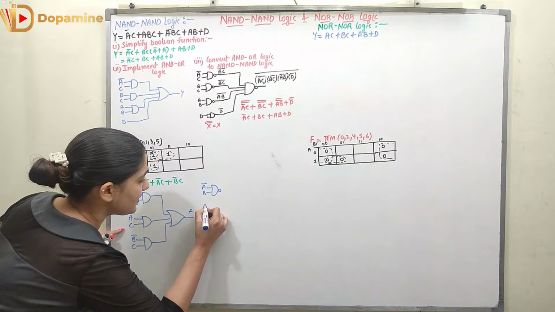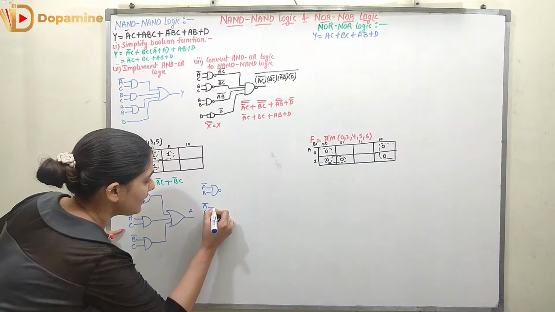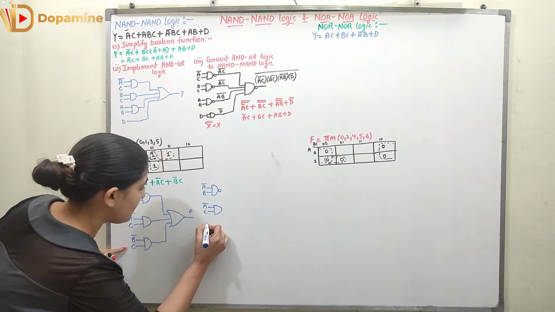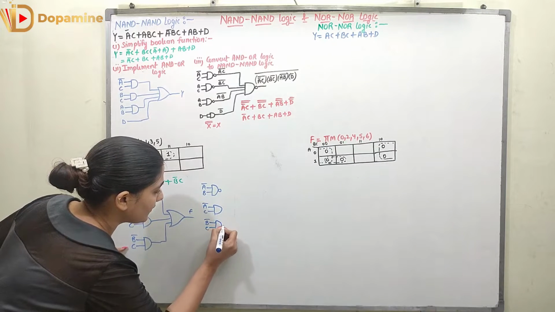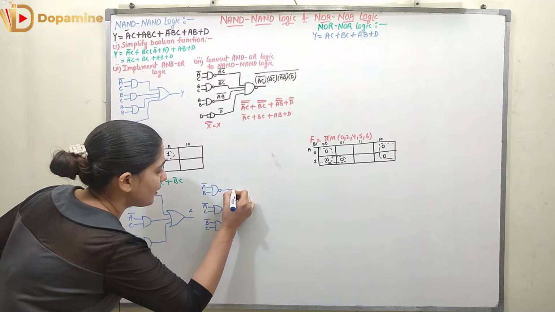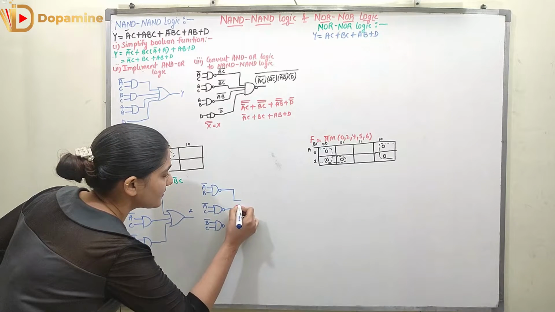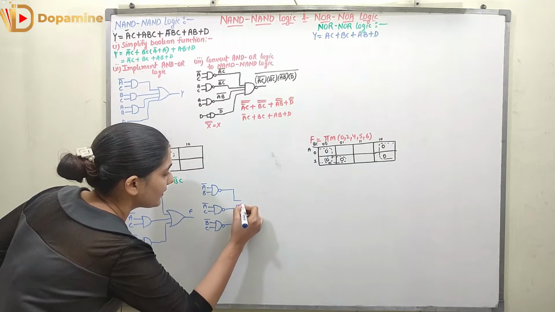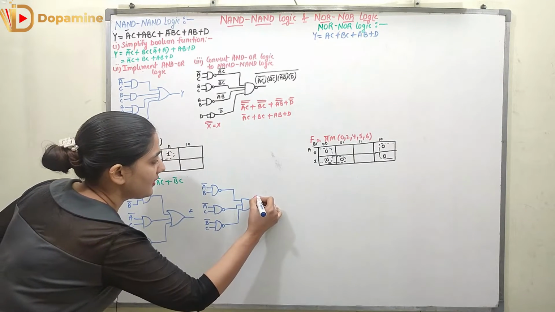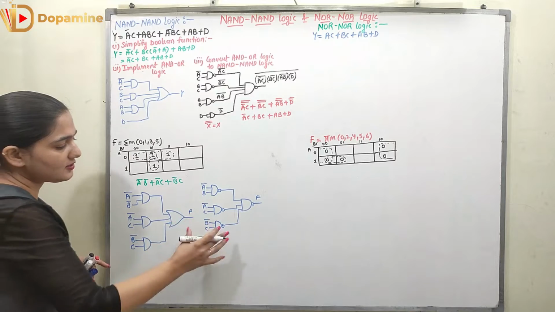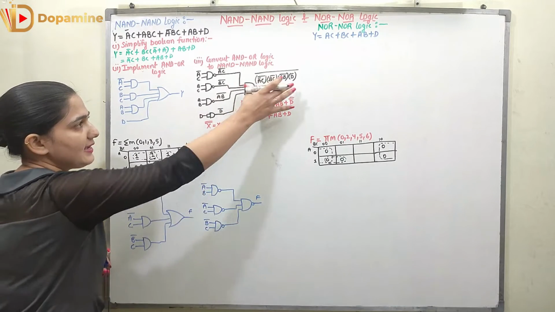Here A bar and C are sent to the NAND gate, right? Then B bar and C are sent to the NAND gate, right? So these are the NAND gates. All of the outputs are sent to the single NAND gate, right? And here I will get F. So this is how you can simplify again like this.